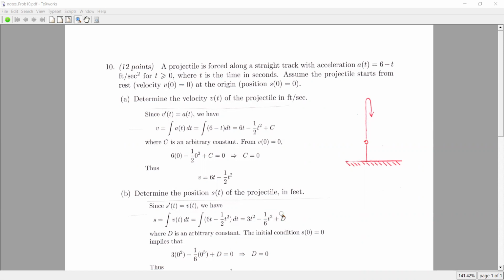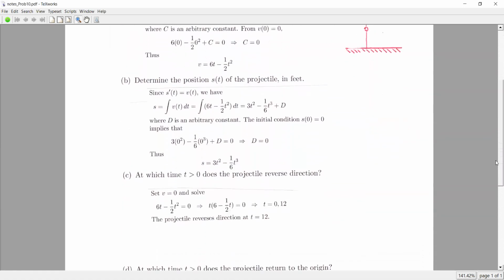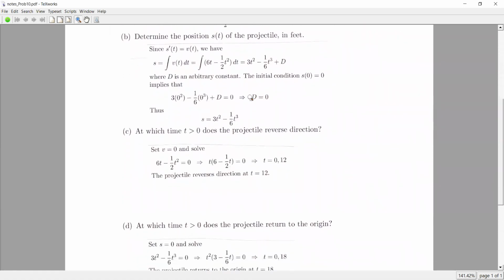To determine the constant d, I use this initial condition. Initially, when time is 0, position is 0. By this condition, d is 0. Therefore, the position function is this.